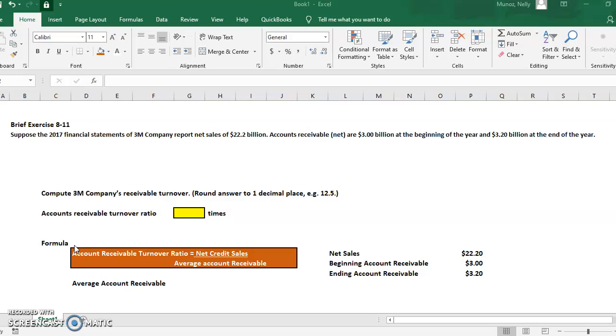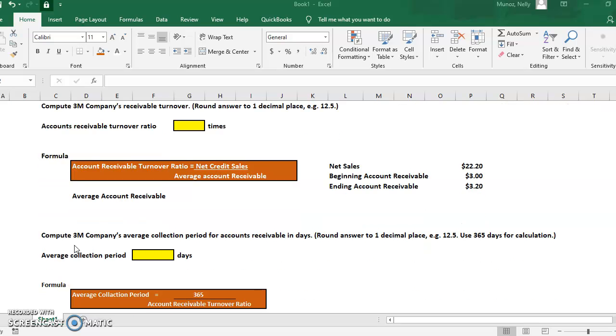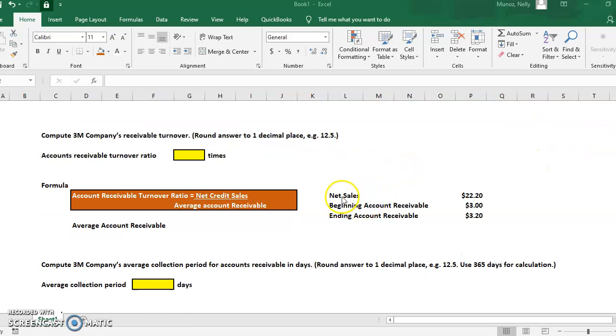I'm going to show you how I solved a brief exercise on chapter 8, exercise 11. We are required to calculate the accounts receivable turnover ratio and average collection period in days. The problem says that suppose that in 2017 the financial statements of 3M Company report net sales of 22.2 billion, and accounts receivable are 3 billion at the beginning of the year and 3.20 billion at the end of the year. I just put this information here to make it easy to use.